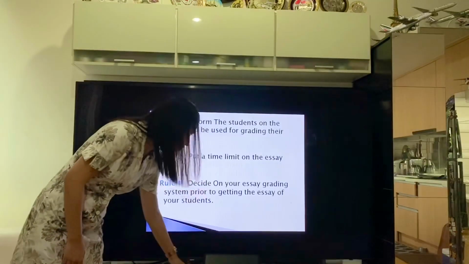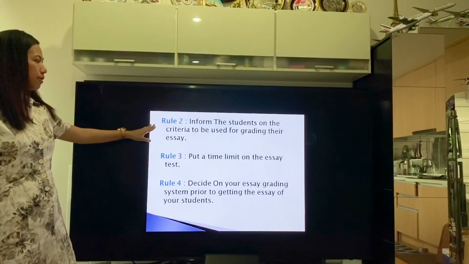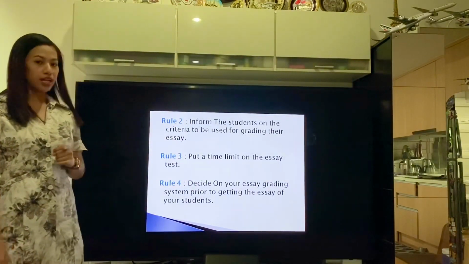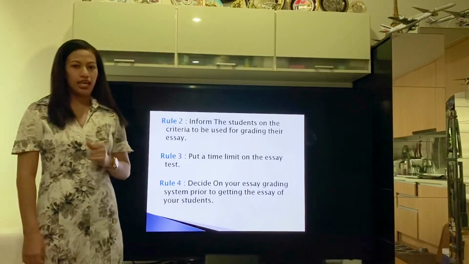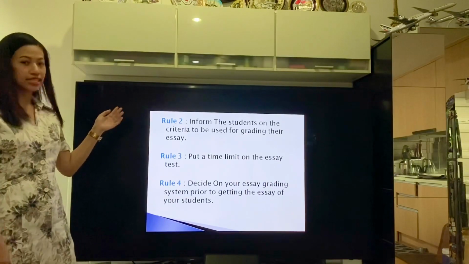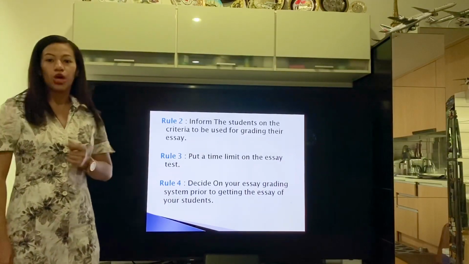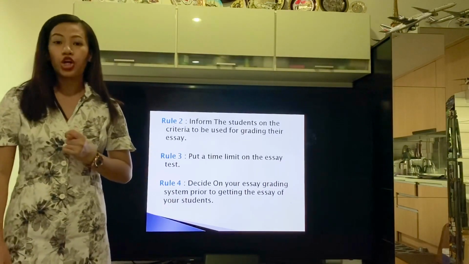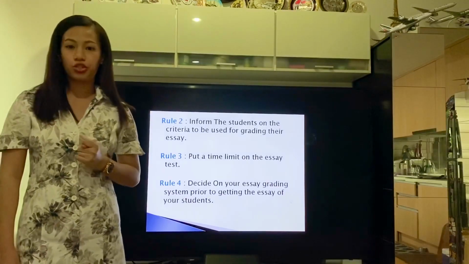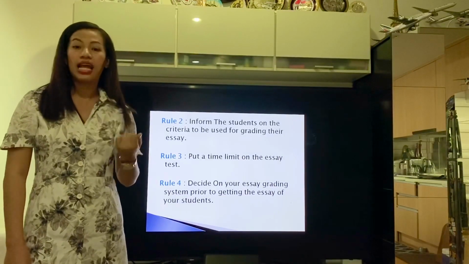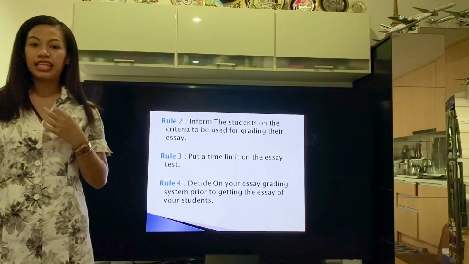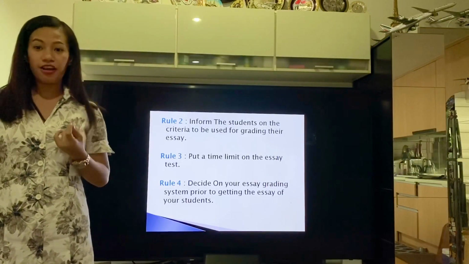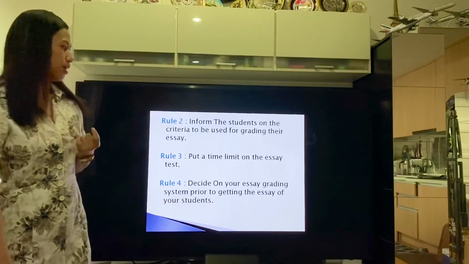Next rule, Rule number 2: Inform the students on the criteria to be used for grading their essay. So, parang parehas lang naman siya sa Rule number 1. We need to inform our students kung ano ang mga criteria sa pag-score ng essay para alam nila kung ano lang ang ilalagay sa essay nila. Para hindi na ilalagay yung mga unnecessary facts or unnecessary information.